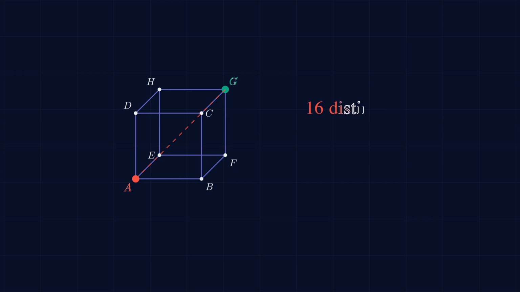Let's label the corners A through H. Current enters at A, down here, and exits at G, the diagonally opposite corner. Now you could try tracing every path from A to G and combining them, but there are 16 distinct paths through this cube. There has to be a smarter way. The breakthrough comes when you stop thinking about paths and start thinking about symmetry.